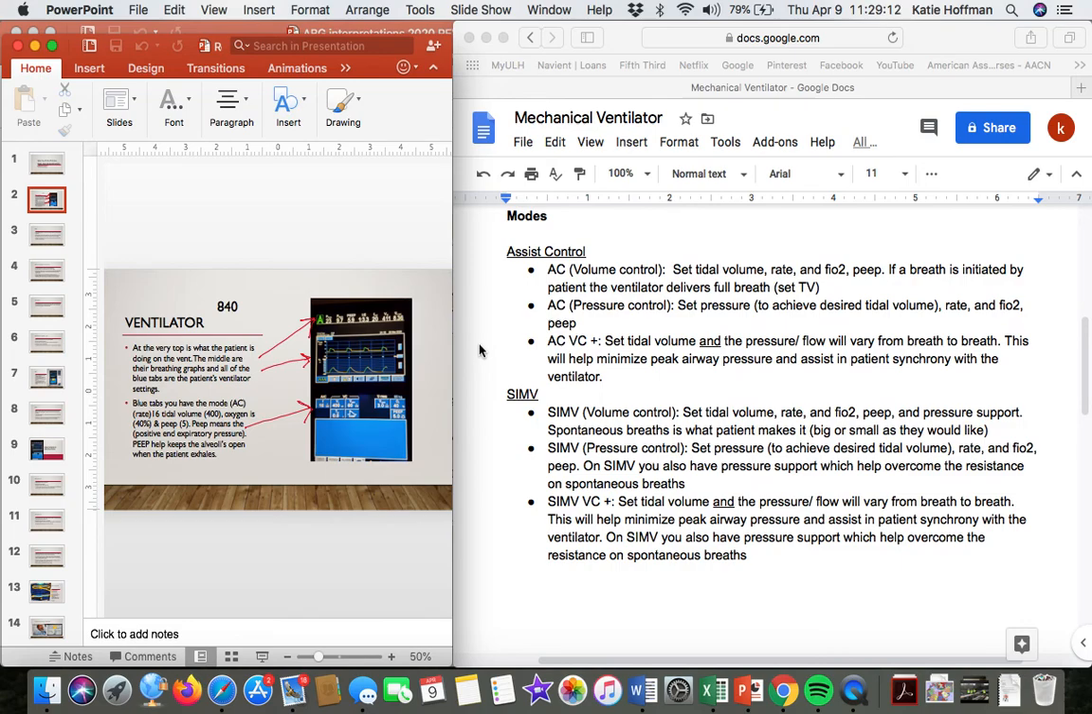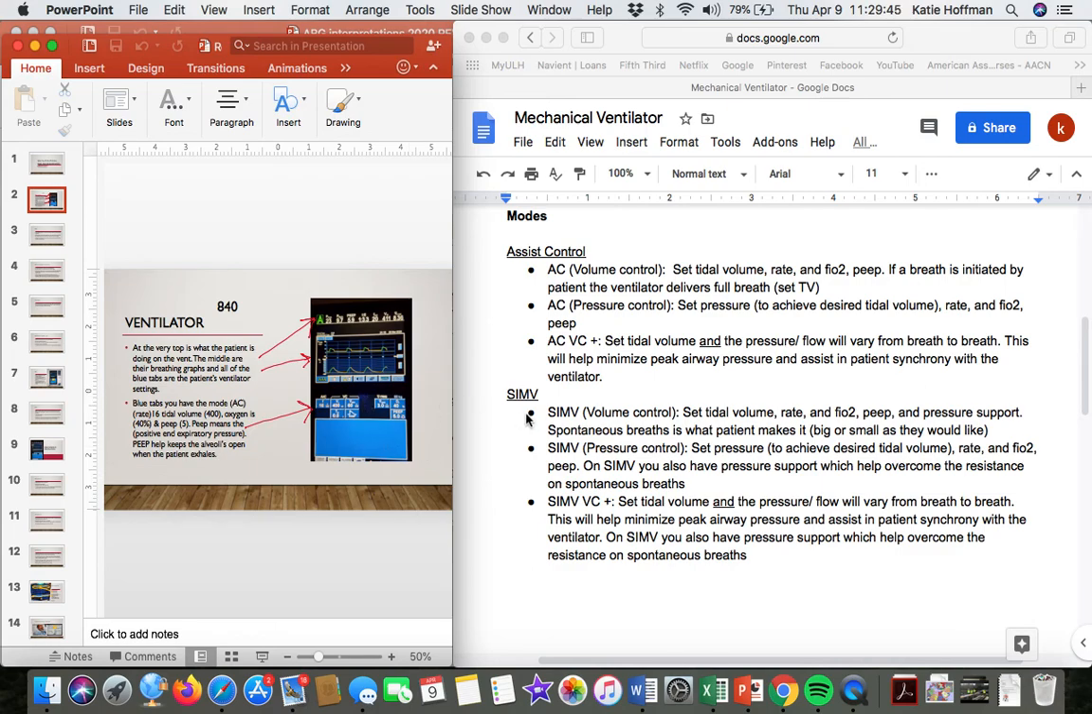And when it comes to SIMV, all of the same settings apply as in assist control, volume control, pressure control, and VC plus, but we add a pressure support setting into this. That pressure support setting is going to go into this blank space over here on our ventilator, and that is basically a set pressure that helps the patient overcome the resistance of the ET tube and the circuit of the ventilator. So it's just one more added setting.